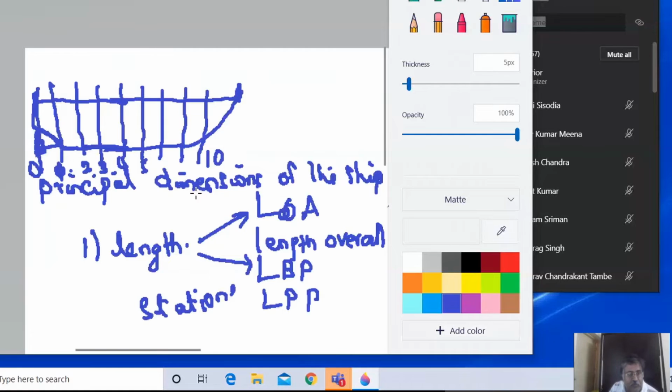So the first one, the one at the aftmost side, is known as the aft perpendicular. Aft perpendicular. This is the AP. This is known as AP.